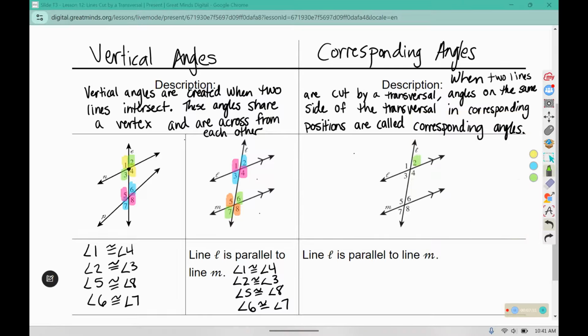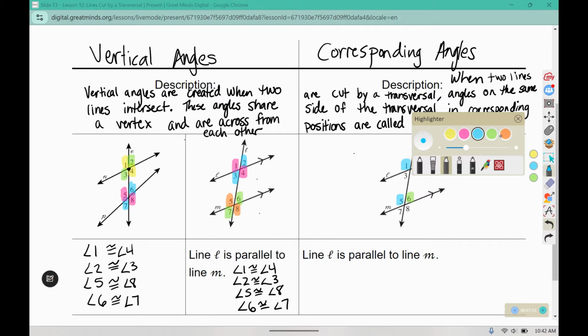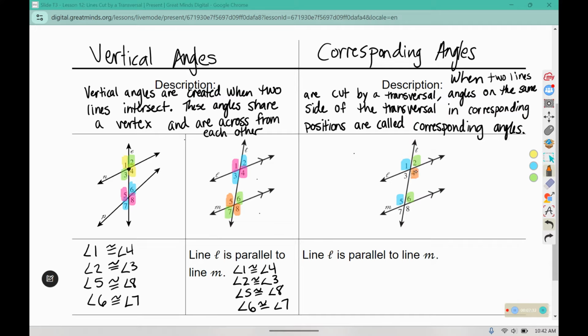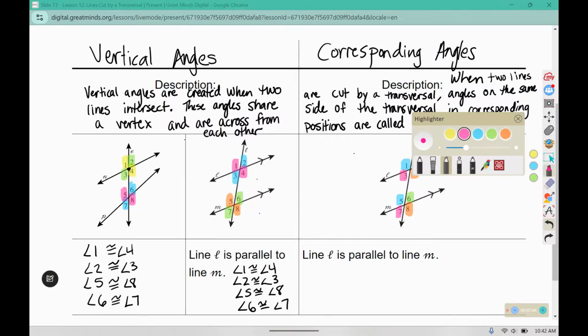So 2 is on the right side above the line, and 6 is also on the right side of that transversal and above the line on its angle. 1 is to the left and above, and 5 is to the left and above. 4 is to the right and below, and 8 is to the right and below. 3 is to the left and below, and 7 is to the left and below.